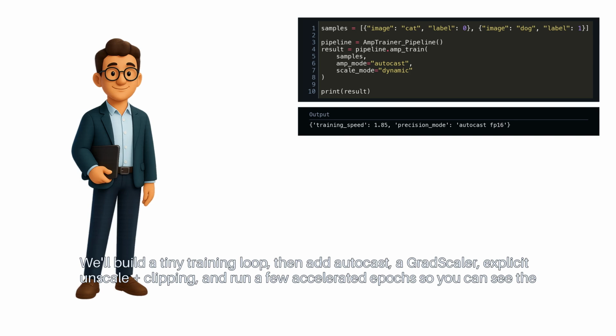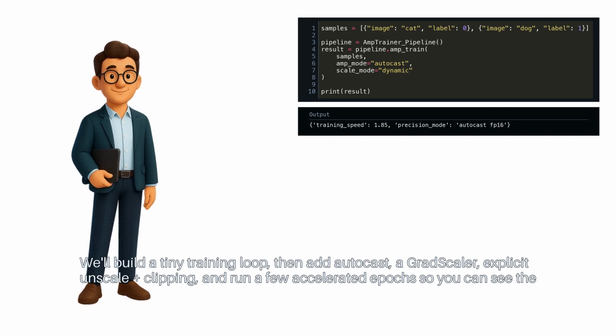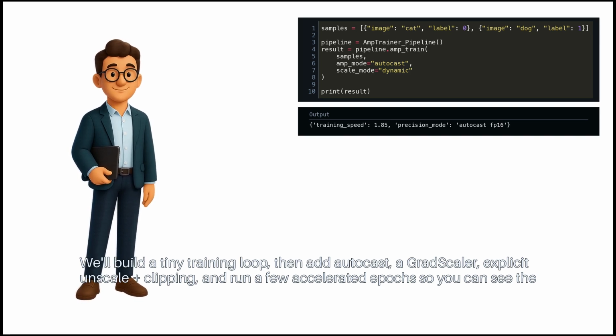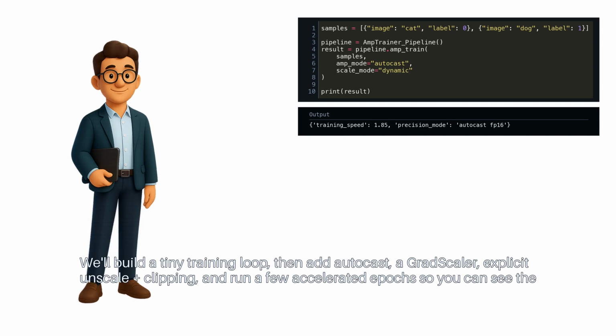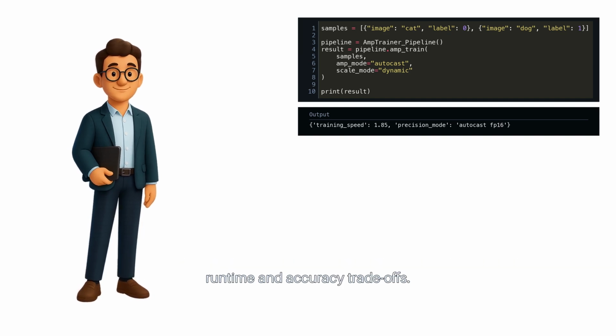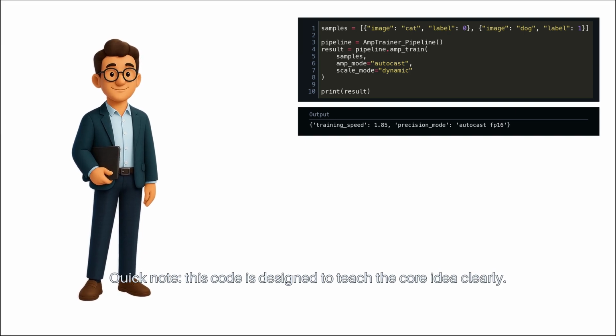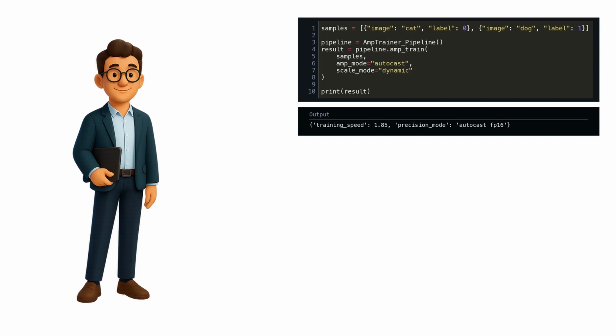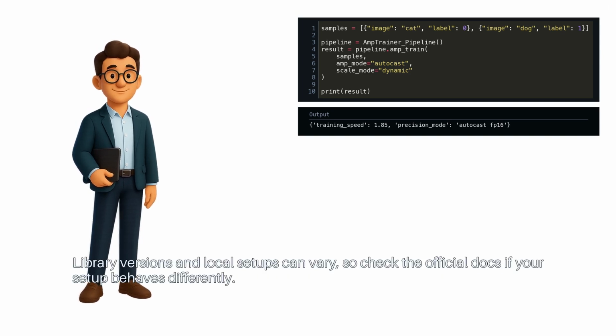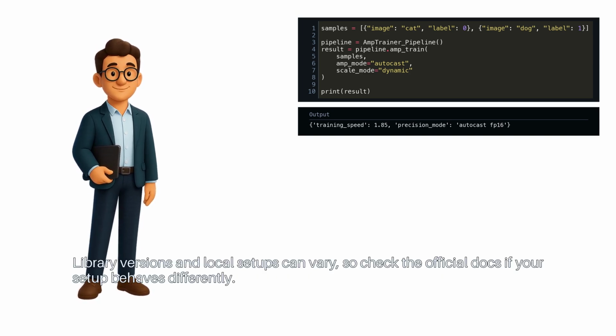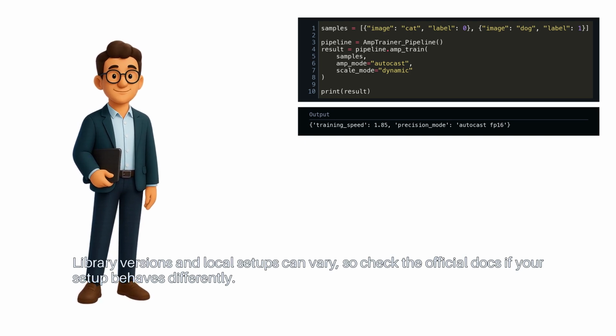We'll build a tiny training loop, then add autocast, a GradScaler, explicit unscale plus clipping, and run a few accelerated epochs so you can see the runtime and accuracy trade-offs. Quick note, this code is designed to teach the core idea clearly. Library versions and local setups can vary, so check the official docs if your setup behaves differently.